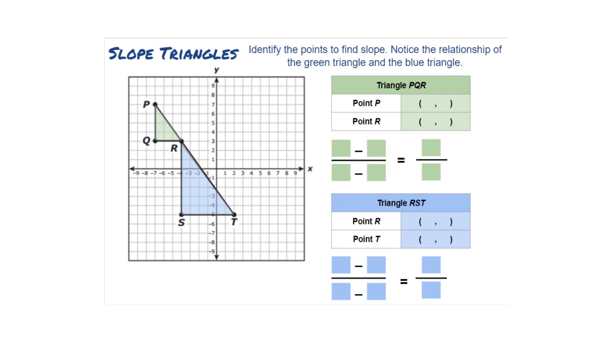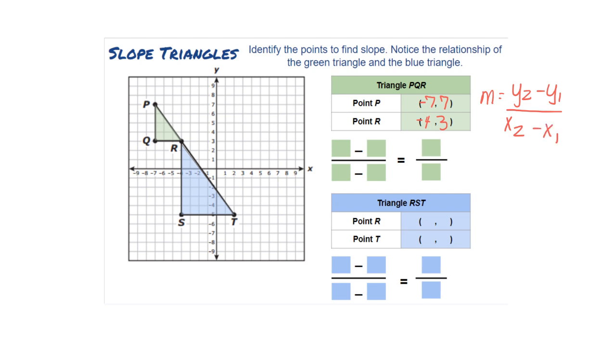I'm going to find the point of point P and point R, then use my slope formula to determine the slope. Point P is at -7, 7, and point R is at -4, 3. Remember, our slope formula is y2 minus y1 over x2 minus x1.